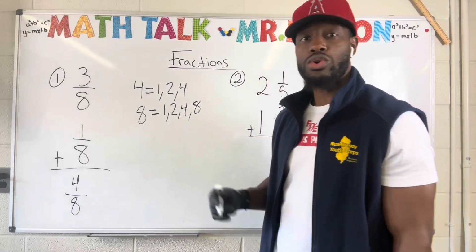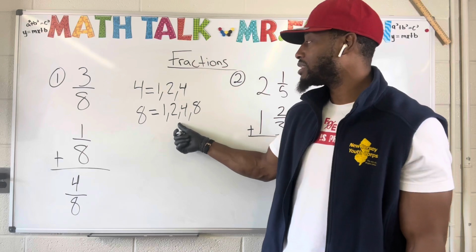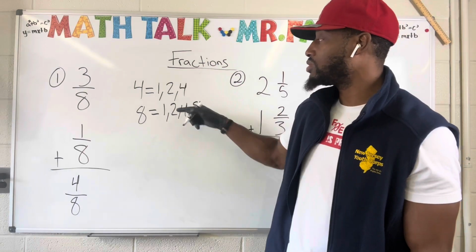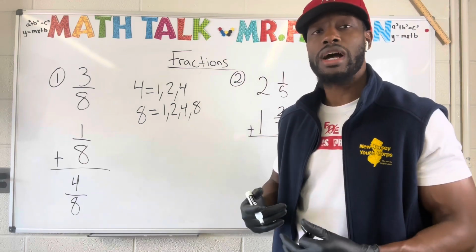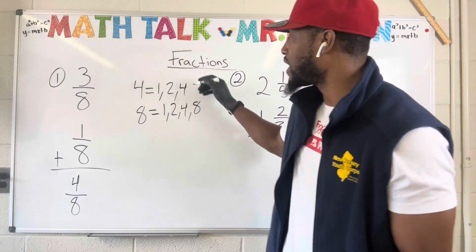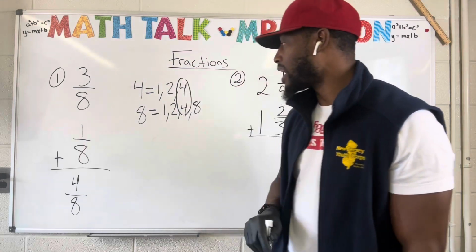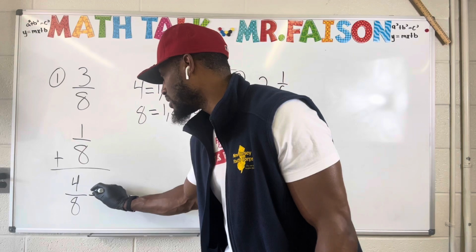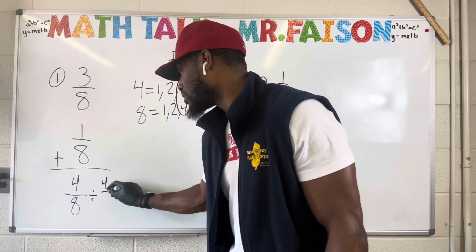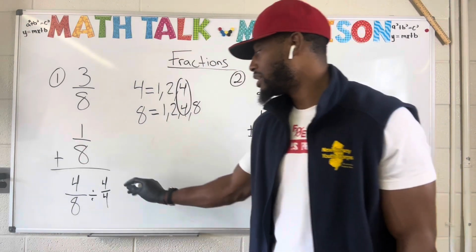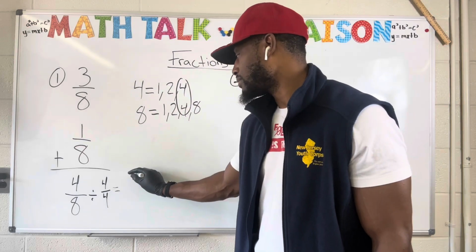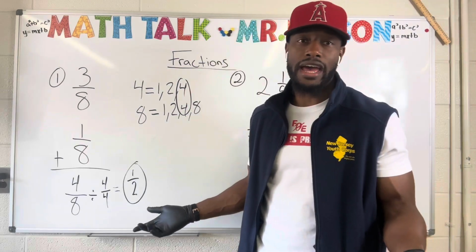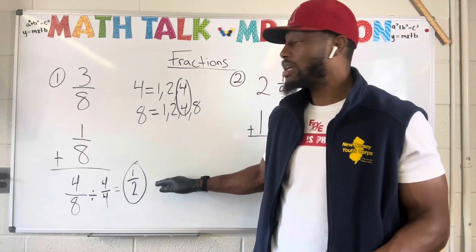Now I want to find my greatest common factor. They have common factors in 1 and 1, and also in 2 and 2. Those are common factors. But what is my greatest common factor? My greatest common factor would be 4. So what do I do with this 4? I bring it down here and I divide by 4, top and bottom. This will give me 1/2, which is a half. So that's our answer for number 1.